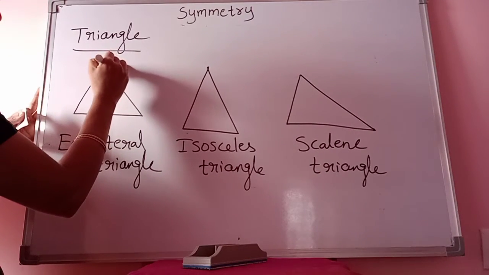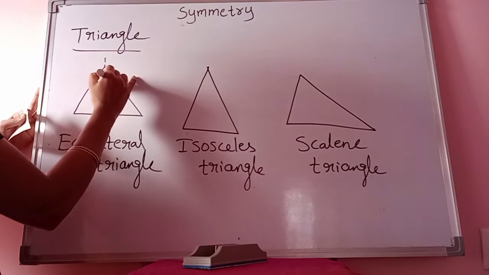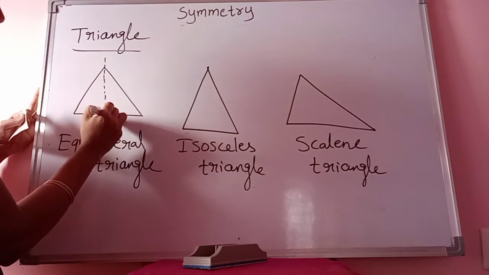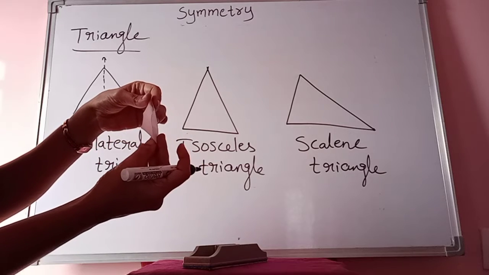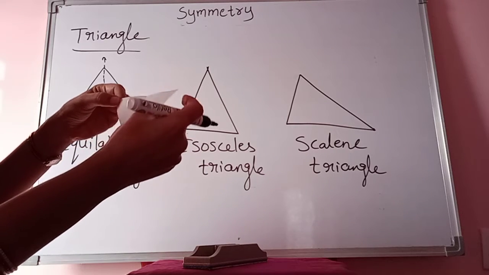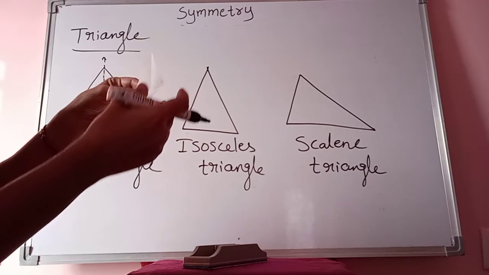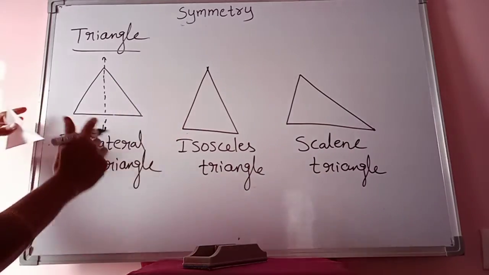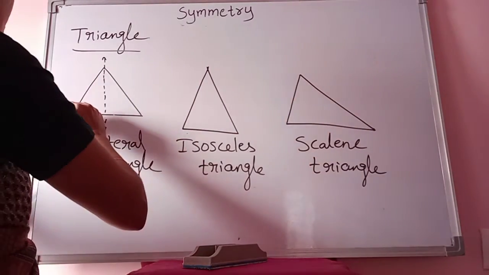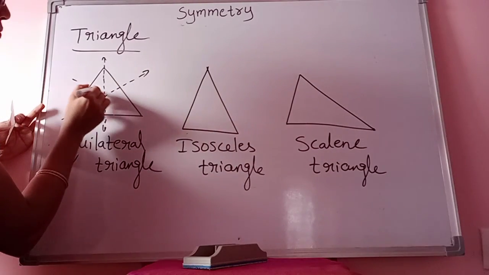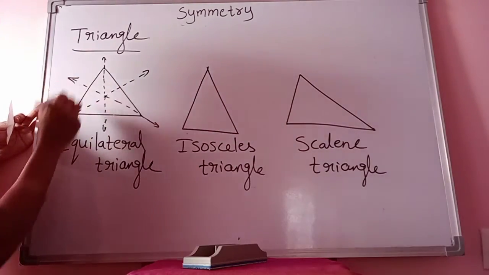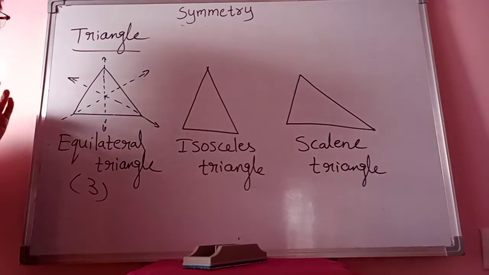Observe. That is passing through all the vertices and the midpoint of the side. I am joining vertex and the midpoint of the side. Again this vertex and the midpoint. Again this vertex and the midpoint. In that way, if I join, then I came to know that it is having three lines of symmetry. Equilateral triangle is having three lines of symmetry.